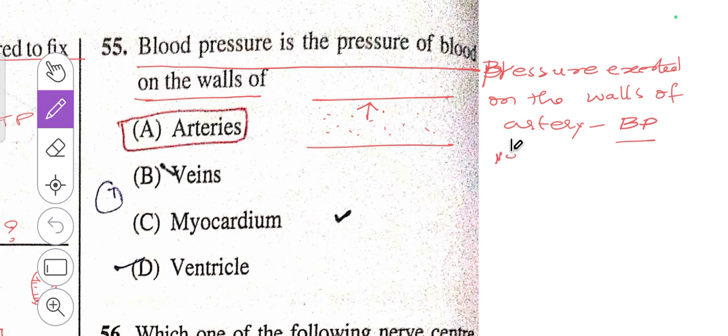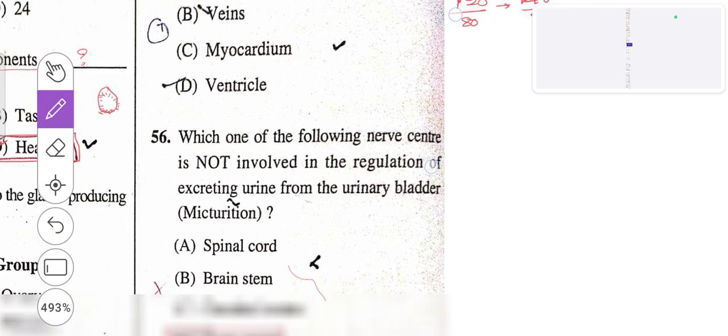So normally systolic and diastolic pressure is 120 by 80 mm Hg. If a person is suffering from high blood pressure, it may increase to 140 or above over 90. So that is on the walls of arteries. So the 55th is the right answer.